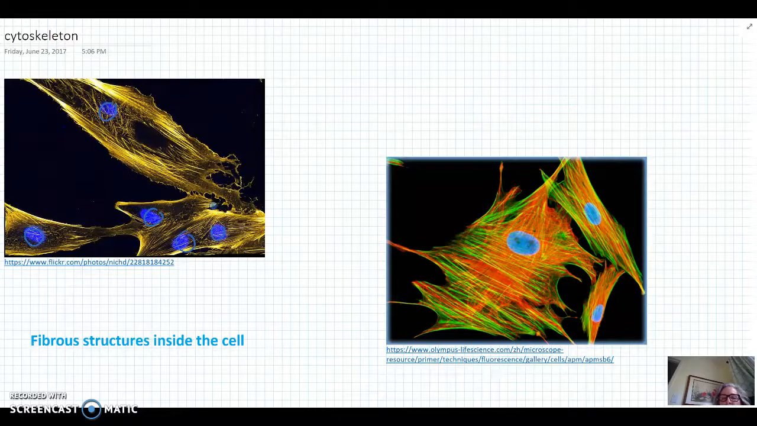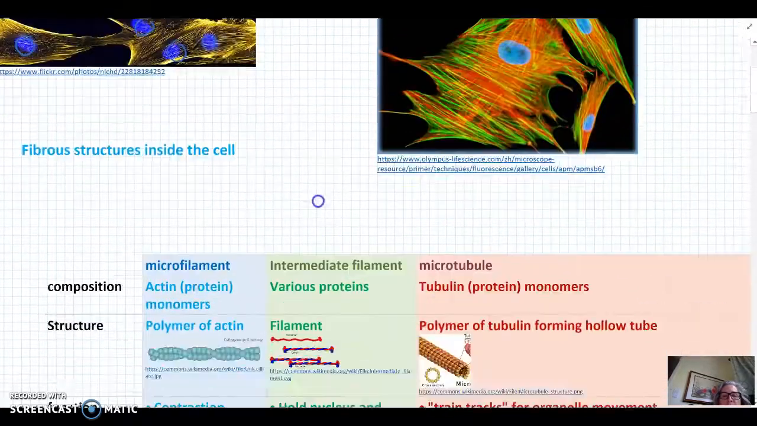The picture to the right again has the nucleus stained in blue, and it has two different types of fibers stained. One is green and one is red. So what you want to think about when you're thinking of the cytoplasm of the cell and the inner structure of the cell is it's more like a bowl of pasta than a bowl of soup, because it's formed of all these fibrous skeletal structures.